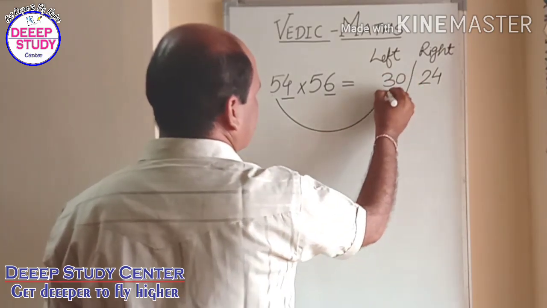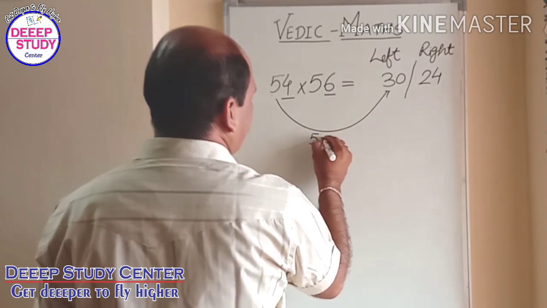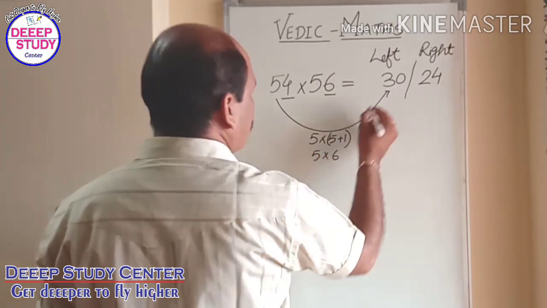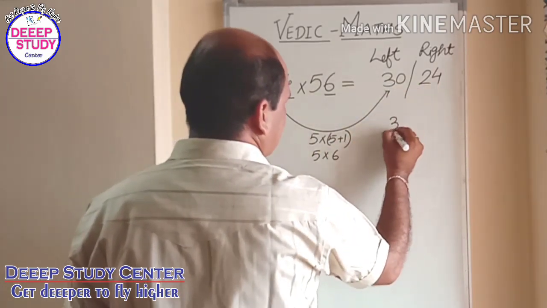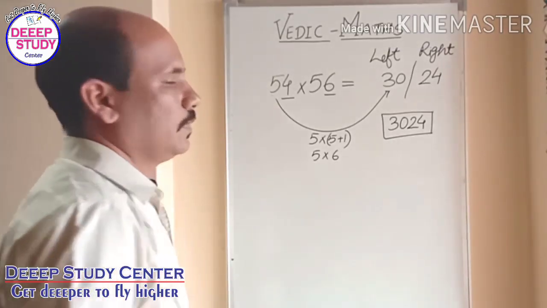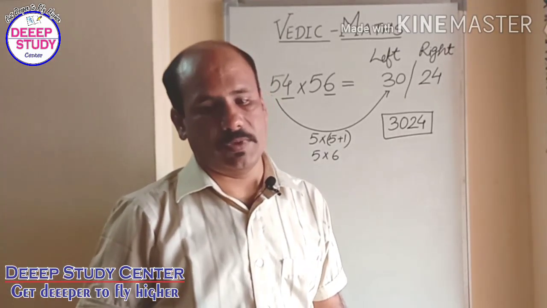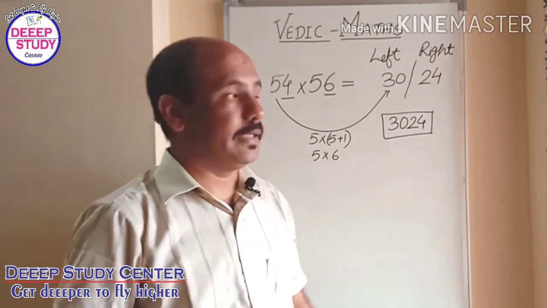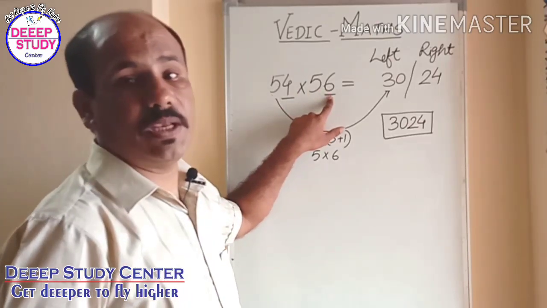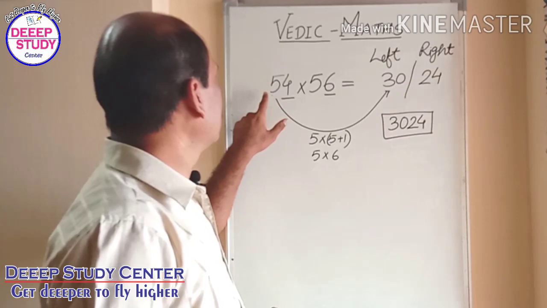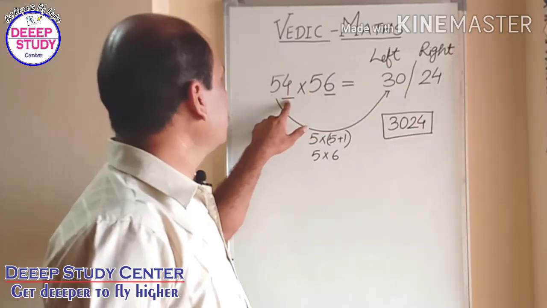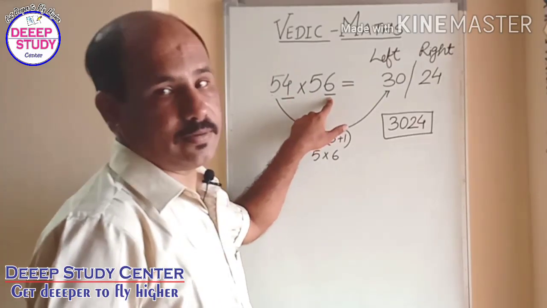How do we get it? 5 multiplied with its consecutive digit, that is 5 multiplied by 6, which is 30. So our final answer is 3024. So in this way, you can easily multiply these types of numbers. But always remember the condition that the left digit must be the same and the right digits must be close friends. That is, the tens digit must be the same and the unit digits must be complement of 10.